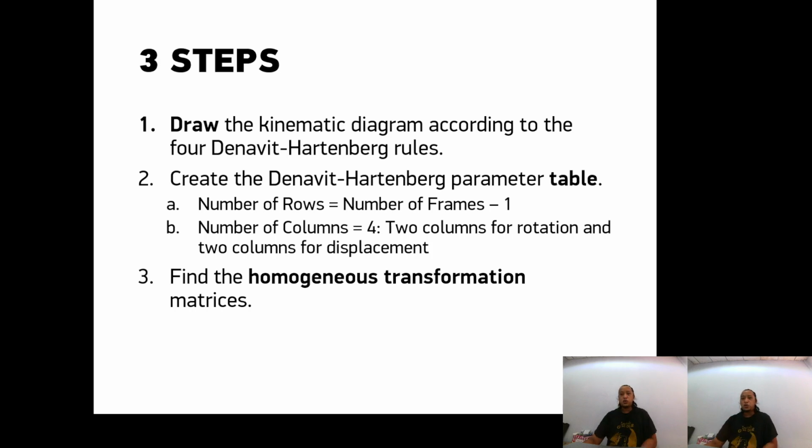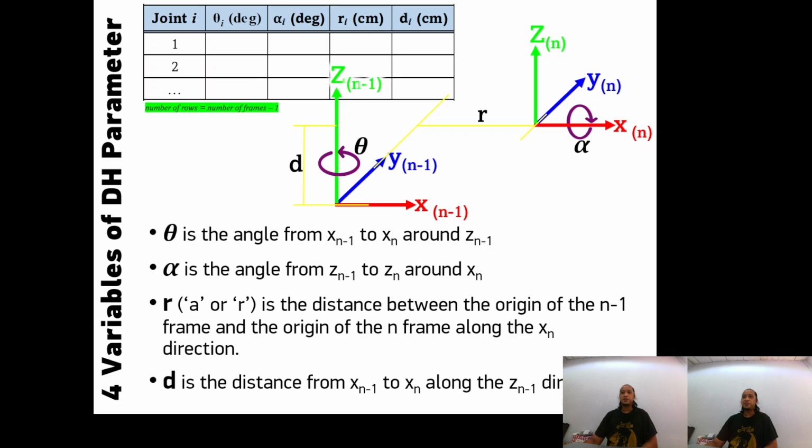And we have to be cautious because there are two rules that we have to follow. The number of rows equals the number of frames minus 1, and the number of columns, of course, will be 4. 2 columns for rotation and 2 columns for displacement. And the third one, find the homogeneous transformation matrices. These are the 3 steps to find the Denavit-Hartenberg parameters.